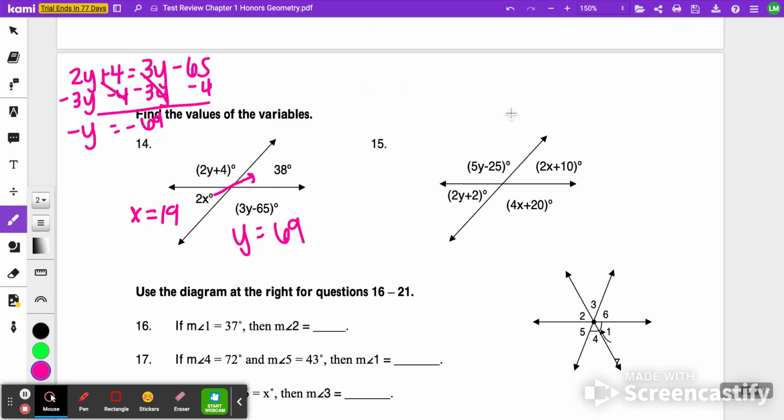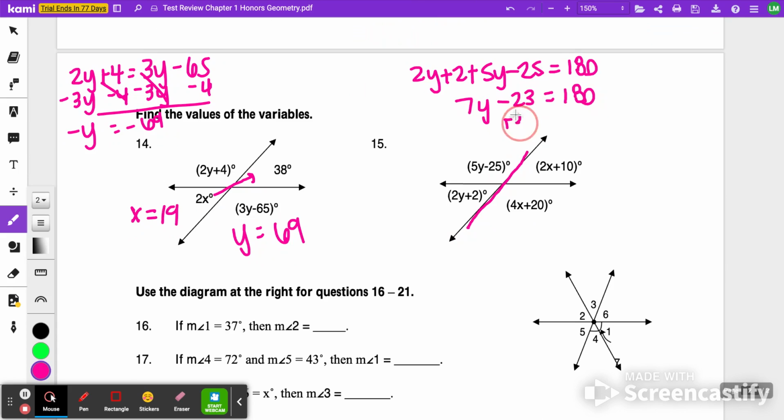Number 15, again, setting these equivalent would not work just because now your y's are on the same side. And if you notice, the y's are making a straight line, so that's equal to 180 degrees. And so are the x's. Let's start with our y's. 2y plus 2 plus 5y minus 25 equals 180. Combining like terms, I get 7y minus 23 equals 180.